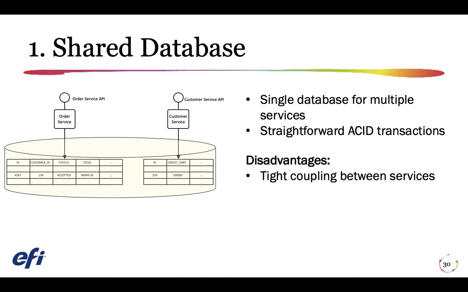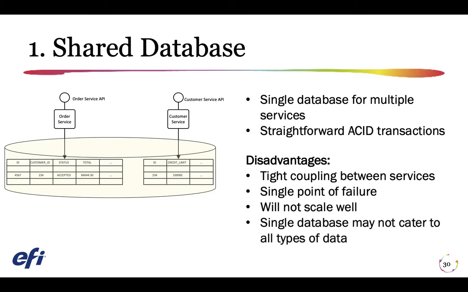However, there's a disadvantage. We have now tightly coupled both the services. This also introduces a single point of failure. This approach will not scale well when you have to scale the services. A single database will become a bottleneck. A single database may not be able to store the different types of data each service may need.